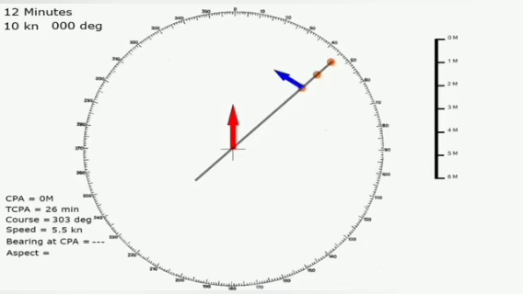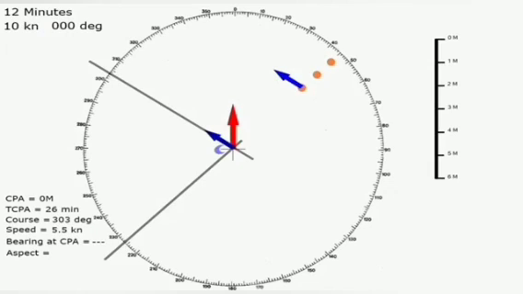Now, the aspect is going to be the bearing we are from the target vessel. So to find that, all we're looking for is the angle between their heading, or their course, and the bearing to us. And we can either measure that directly from this position, or we can transpose their heading to the centre and extend the lines out where we've got a nice gauge of degrees around the edge, and all we want is the difference between these.